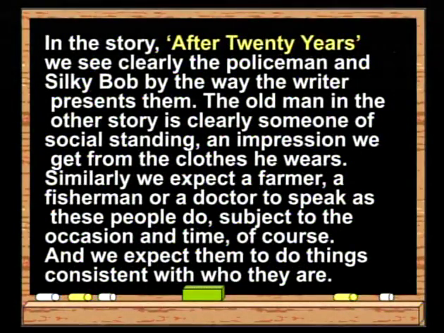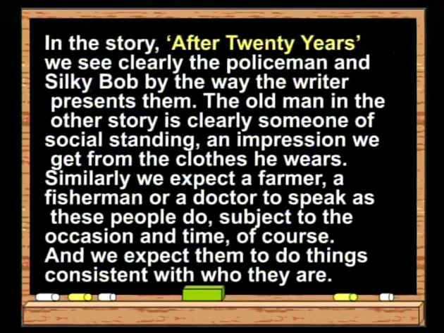These may not necessarily be true, but whatever details you use, they must be consistent with the type of person you have in mind. In the story After 20 Years, we see clearly the policeman and Silky Bob by the way the writer presents them. The old man in the other story is clearly someone of social standing, an impression we get from the clothes he wears.